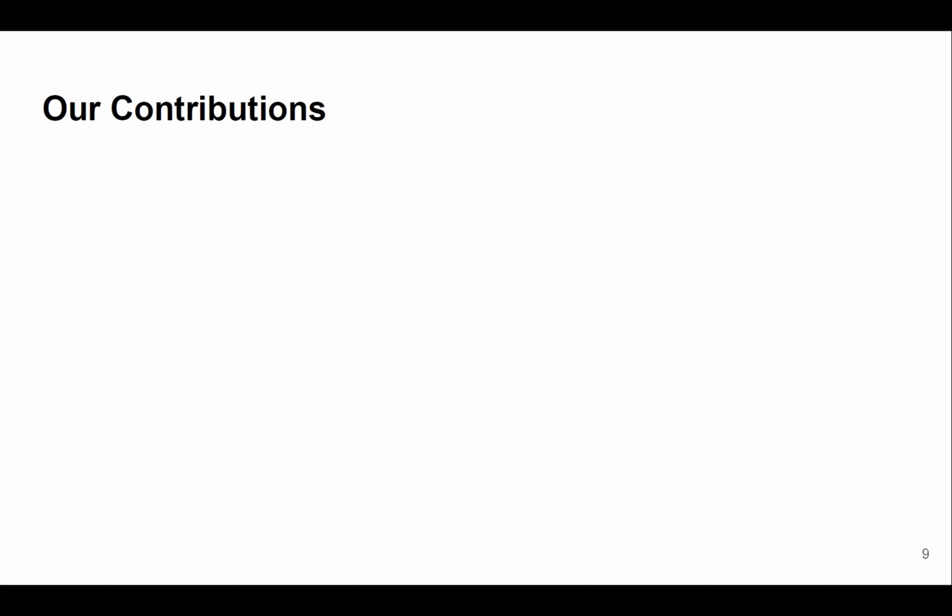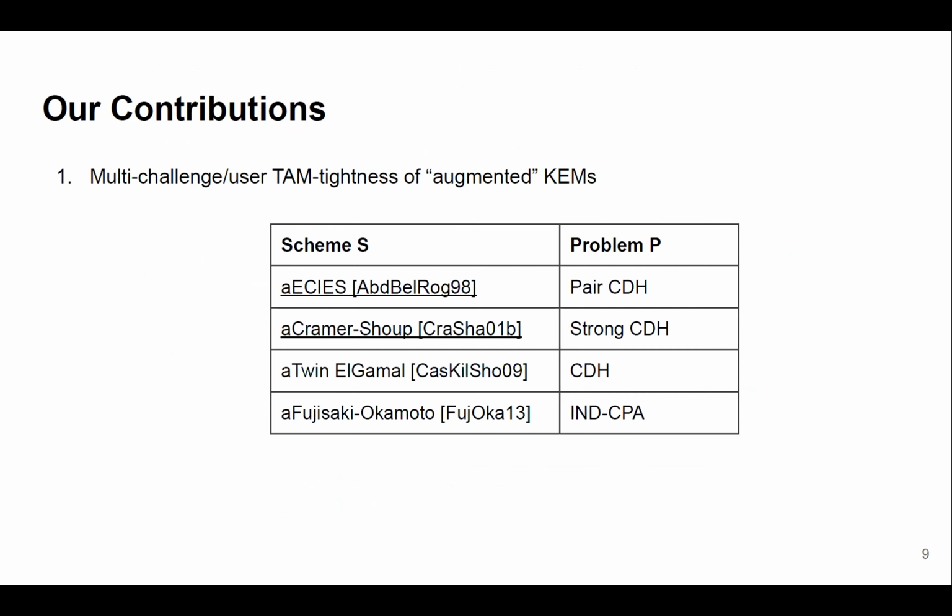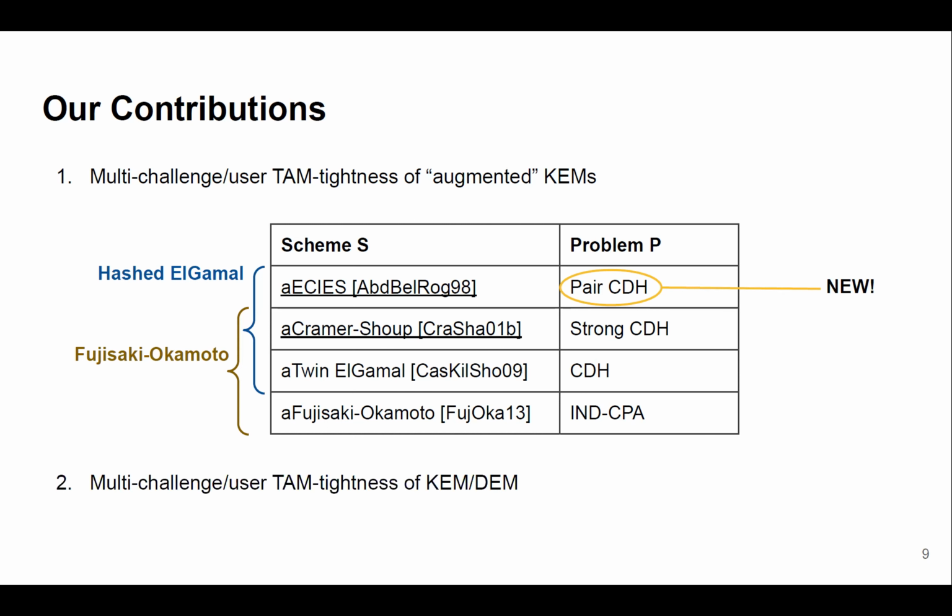Before we get into the technicalities of our proof techniques, I would like to highlight our contributions. First, we give time-tight proofs for augmented versions of various KEMs in the multi-user, multi-challenge setting. Specifically, we study variants of the ElGamal KEM and reduce its security time-tightly to the CDH problem of the underlying group. We also study the Fujisaki-Okamoto transformation and reduce the security of these schemes to the IND-CPA security of the underlying public key encryption scheme. For our proof of the ECIES variant of ElGamal, we introduce a new CDH variant that we refer to as pair CDH. Finally, we lift our results for the KEM to time-tightly prove the security of PKE schemes in the KEM-DEM paradigm.